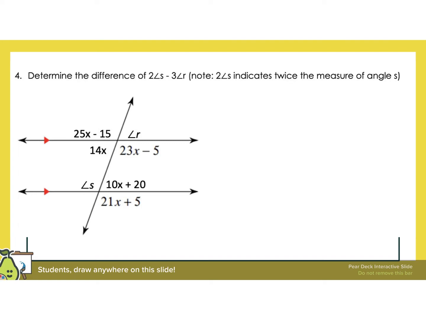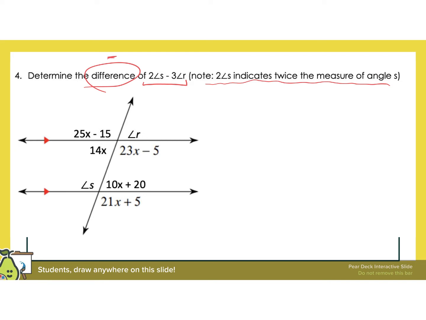All right, so let's annotate. We need to determine the difference, subtraction, of angle O of 2 times angle S minus 3 times angle R. That's different. They've never done that one before, and they told you what that means. If you couldn't figure it out, I hope you were able to understand what that note meant.